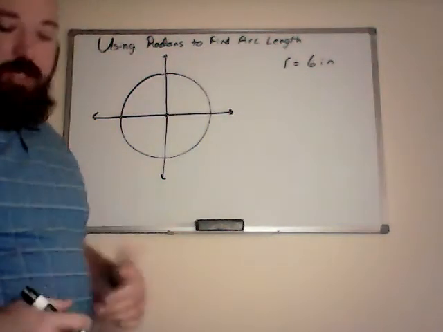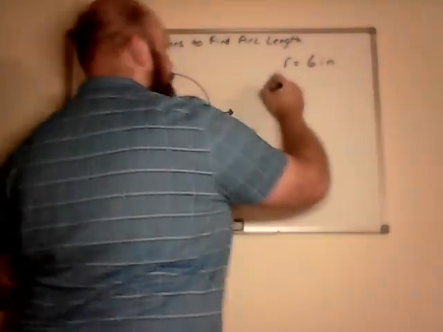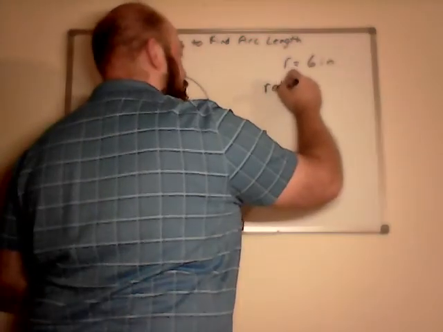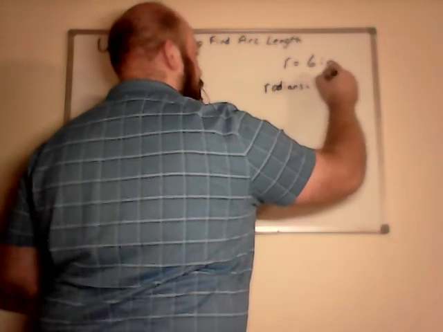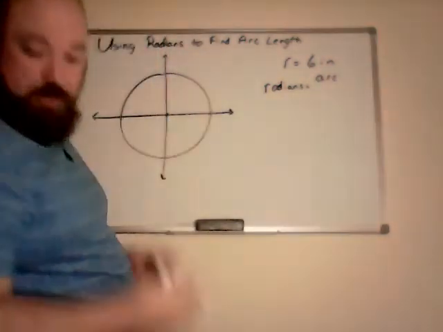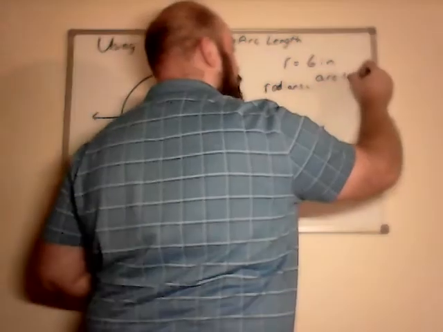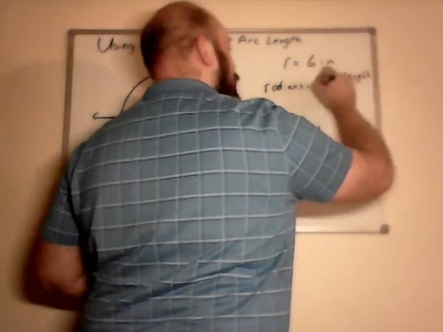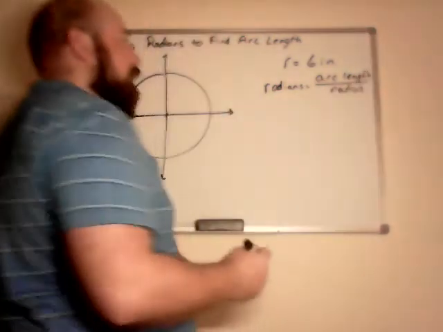Now, what's interesting is we can use a formula that says if I have my radians, I can set that equal to the arc length, or the piece that I want to measure. So the length of the arc I'm desiring to measure, the arc length, over the radius. This is pretty easy to use, right?